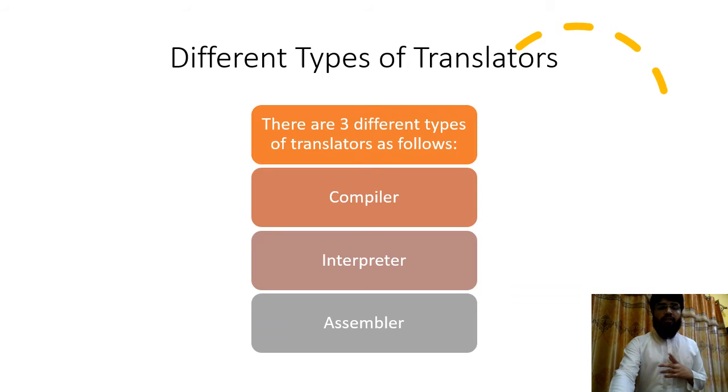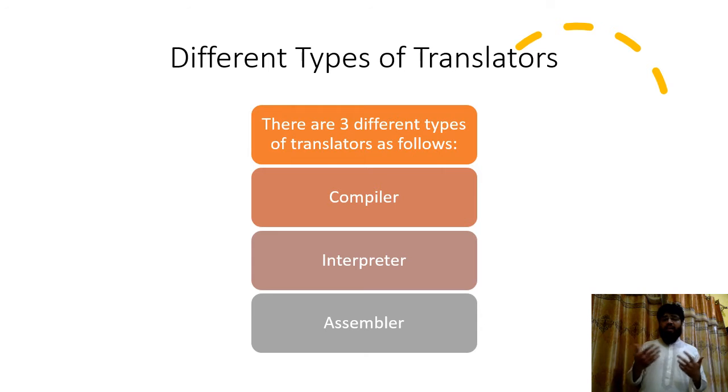Now there are different types of translators. Without these translators, without these types, a compiler won't work, because these types work with each other. They are the compiler, interpreter, and assembler. We will discuss each of them.